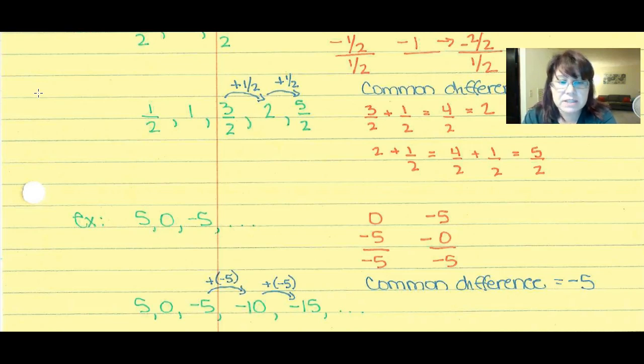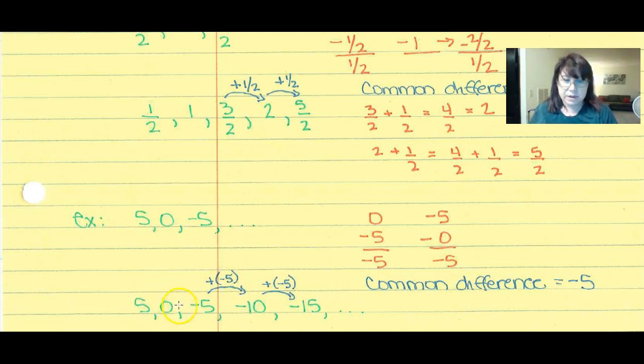So we have a sequence of 5, 0, negative 5. We can still use the same way to find the common difference to figure out what's going on. So I take the second number, 0, minus the first number, 5, and I get negative 5. Take the third number, negative 5, subtract 0, the second number, I get negative 5. The common difference is negative 5, so I'm subtracting 5 every time.